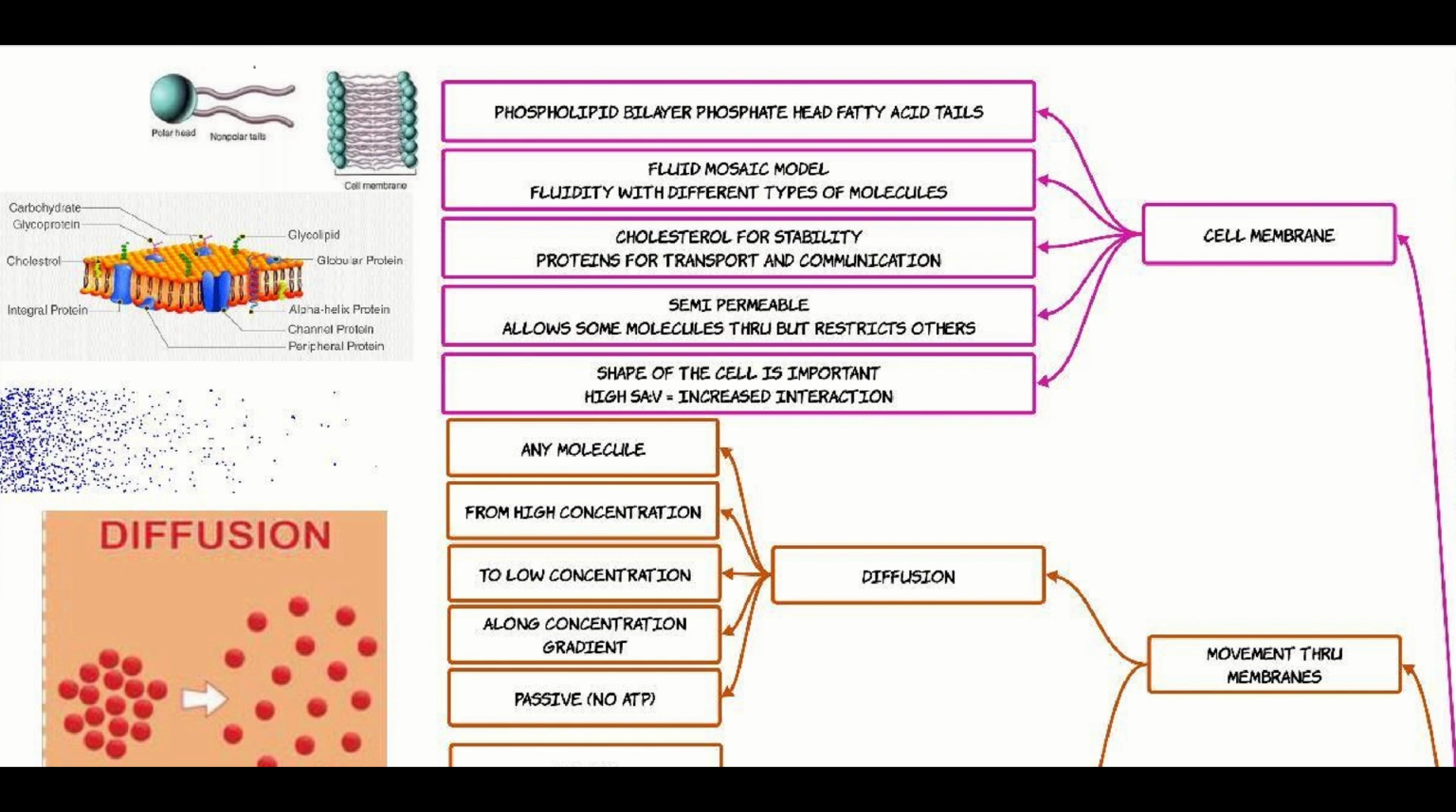Cholesterol is for stability and has proteins for transport and communication. The cell membrane is also semi-permeable that allows for some molecules to pass through but not others. The shape of the cell is also important because of the rule the higher the surface area to volume ratio, the increased rate of interaction. And in this case, we're going to be talking about movement in and out of a cell.